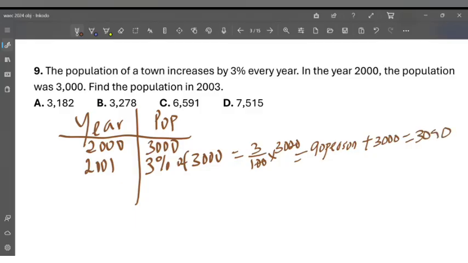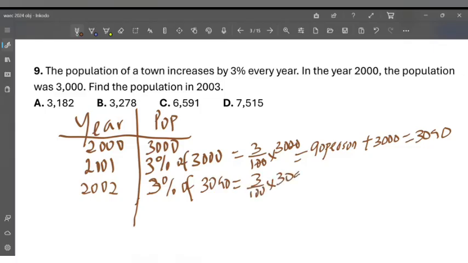But the question did not ask us to find the population in 2001. It's 2003, so we are going to have to keep going. For 2002, the next year, it increased again by 3% because it increases every year by 3%. So now I have 3% of 3,090, which is 3 over 100 times 3,090.